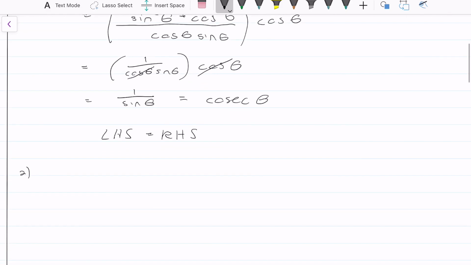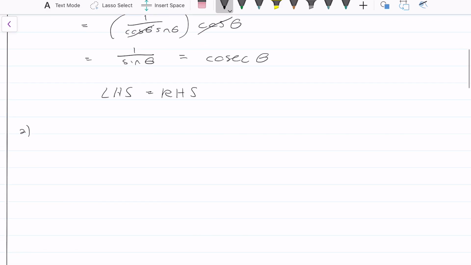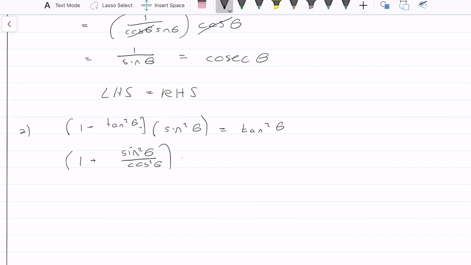Okay, let's do question number 2. So question 2 says (1 plus tan squared theta) times sine squared theta equals tan squared theta. Okay, so what we want to do is prove this. So let's write 1 plus sine squared theta over cos squared theta, times sine squared theta, and this is obviously our left hand side.